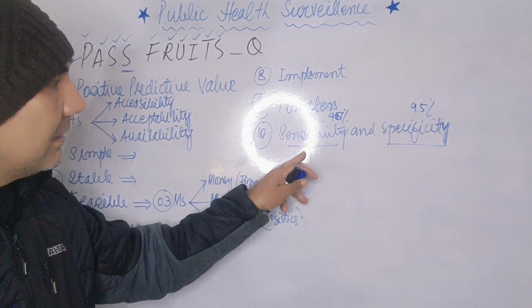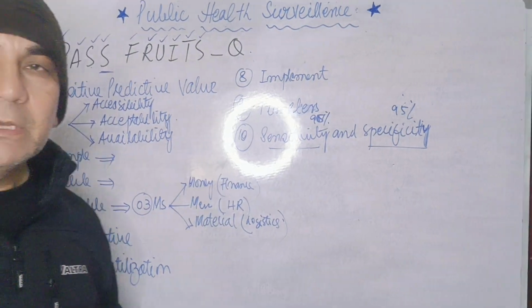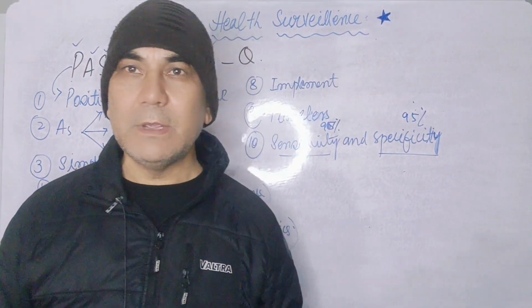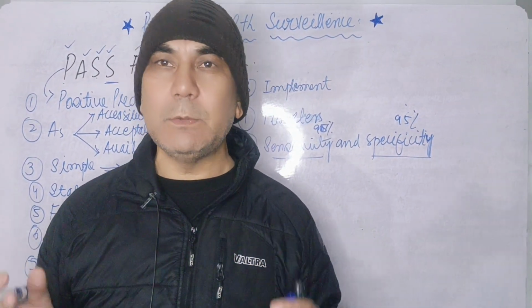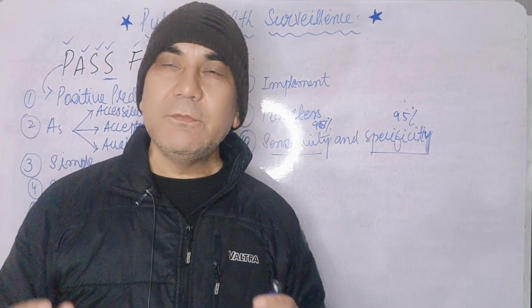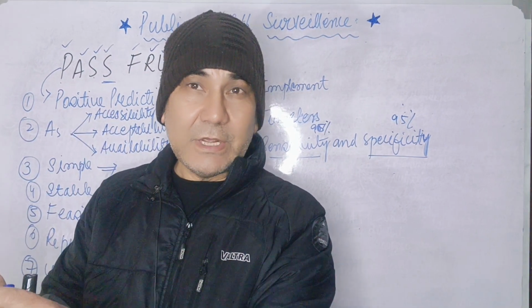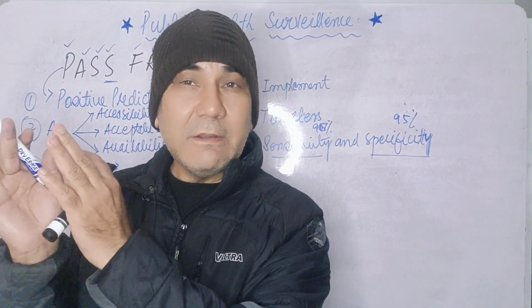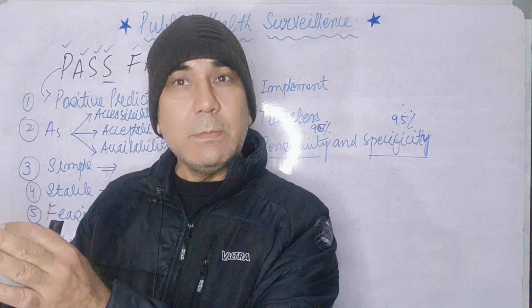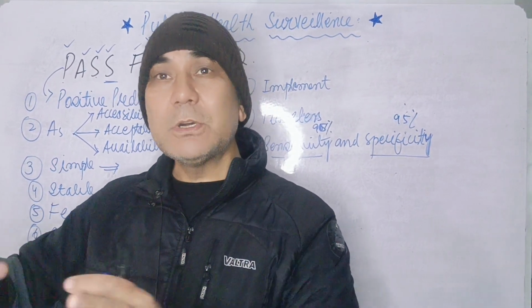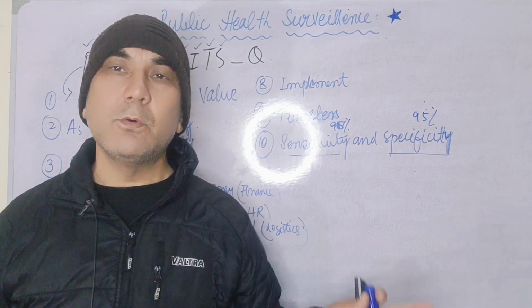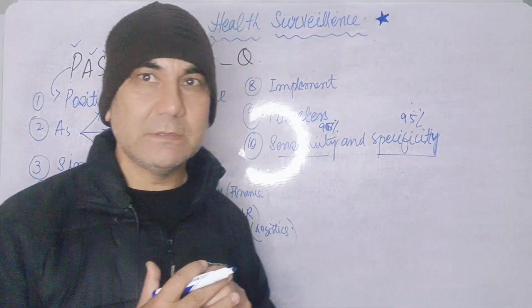It means that if you conduct a survey on 1000 people, and the sensitivity of that screening test or surveillance system is 95%, it will segmentize or capture the 95% of people who have the disease.